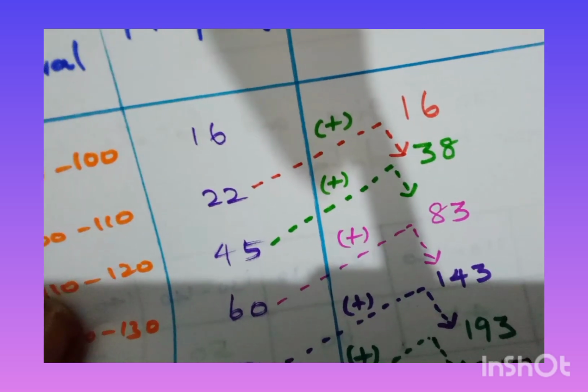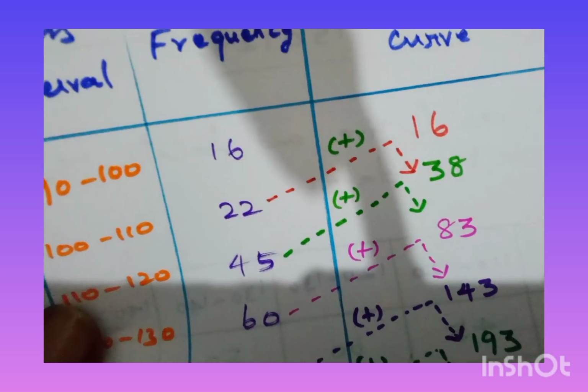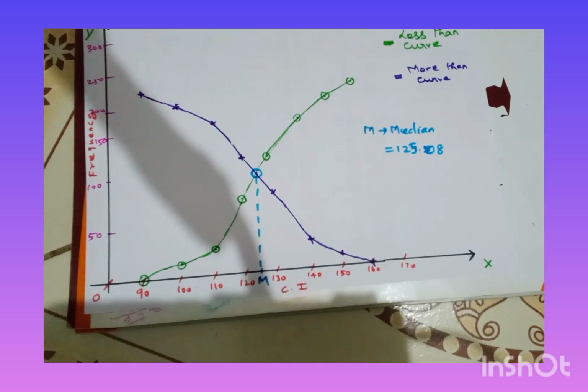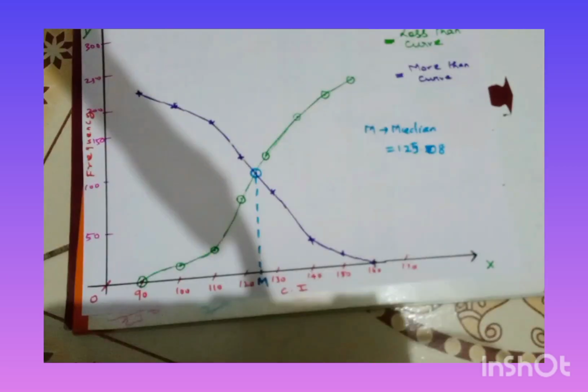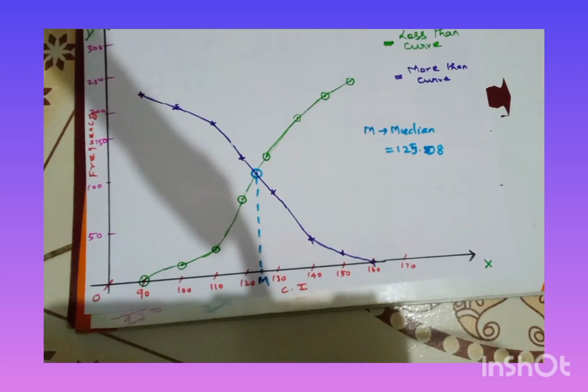For the second interval, the upper limit is 110, so its respective value is 38. Sorry, for 100, 16. For 110, it is 38. 120, 83. 130, 143. 140, 193. 150, 217. And 160, 227, isn't it? So the green color curve represents the less than curve, which means the ascending order way.